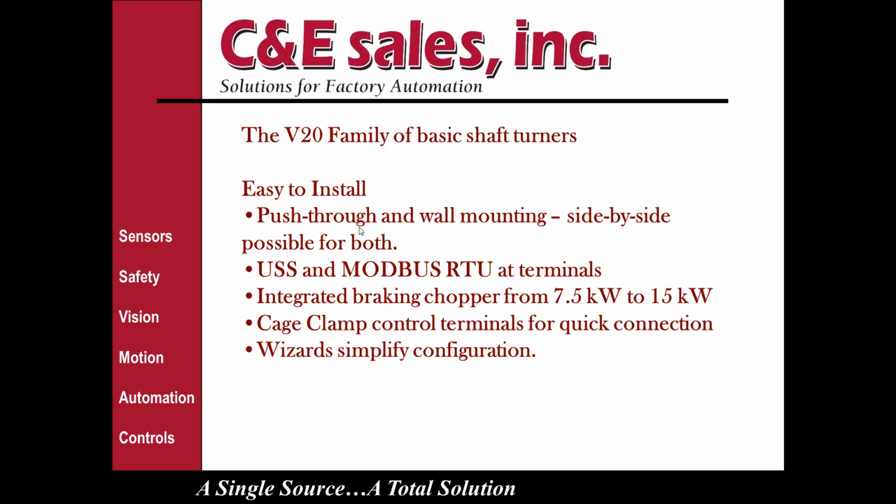There is an integrated braking chopper on the larger size drives, so we can add resistors and do braking with the units. The front terminals are cage clamp, so you depress a little tab with a screwdriver, put the wire inside the front and release it. So it's very quick to connect the terminals in the field. And I must note that that's limited to the low voltage control terminals on the front panel, not to the power terminals. Those are still screw.